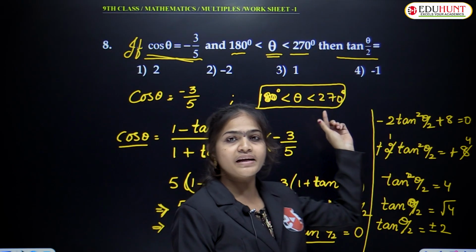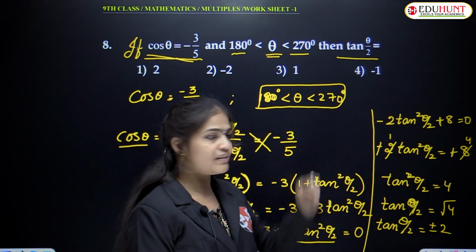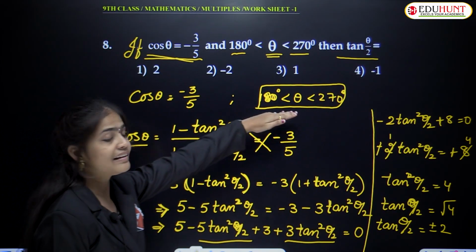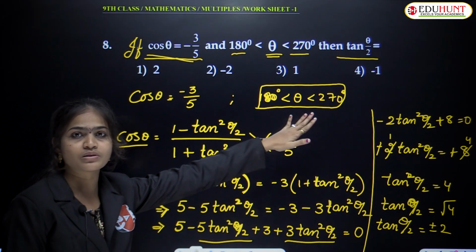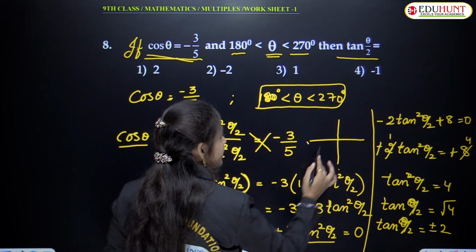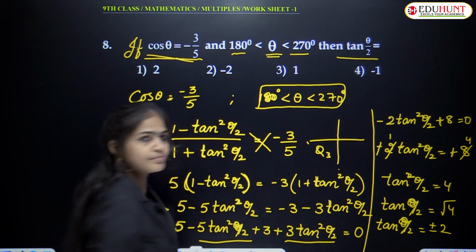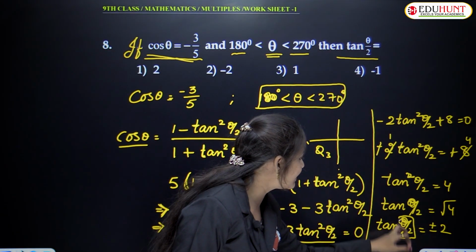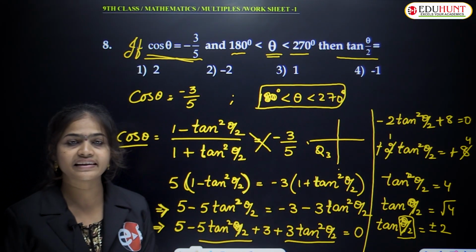Theta lies between 180 and 270 degrees. But here, children, we have to see one thing. Here theta lies between 180 and 270, which means which quadrant is that? 180 to 270 means Q3 only, no? Okay, but here the angle is theta by 2. What is that? Theta by 2.